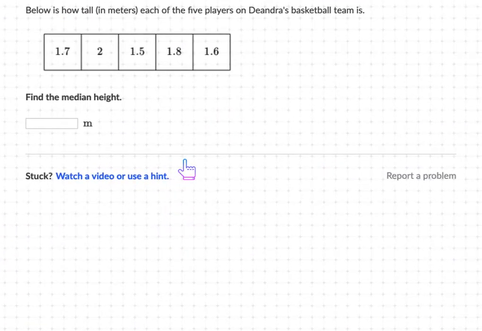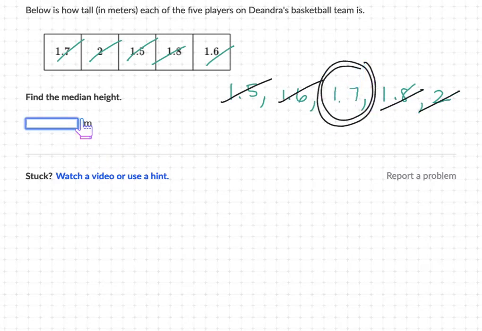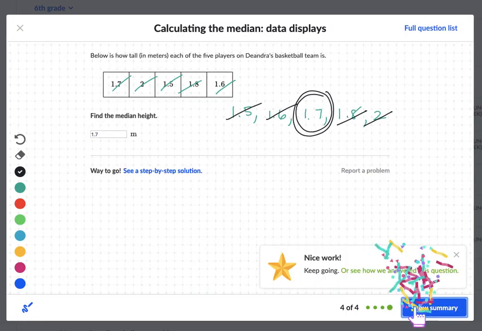All right, try this one on your own. We're finding the median. We don't have cards to shuffle around, so I'm going to rewrite it with the order: 1.5, 1.6, 1.7, 1.8, and 2. 1, 2, 3, 4, 5, 1, 2, 3, 4, 5. Didn't miss any. And then I'm going to cross out 1 and 1, 2 and 2, and I got something in the middle, 1.7. Remember, if you have 2 in the middle, you're figuring out their mean.